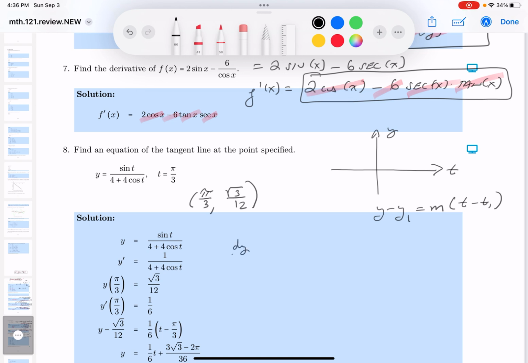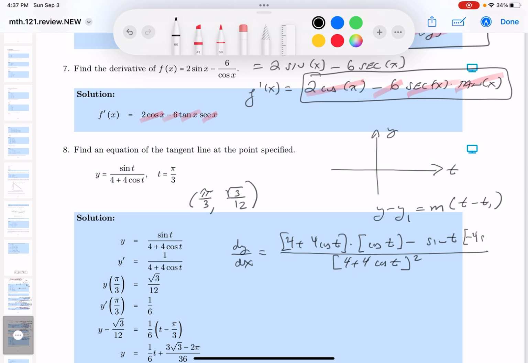dy dx is equal to, well, I'm going to square the bottom. Bring the bottom to the top, times the derivative of the top, minus the top, times the derivative of the bottom. And the derivative of the bottom is going to be minus 4 sine t. Now, I don't want to simplify that, but you could. I'm not saying you can't. I'm just going to evaluate this.